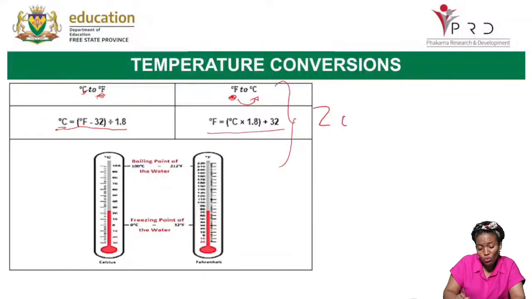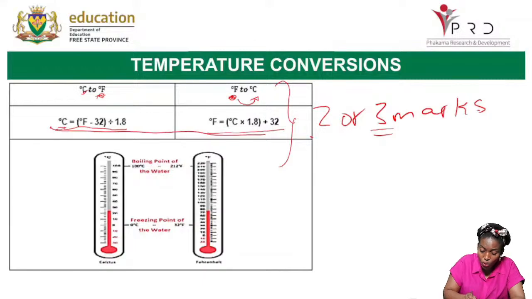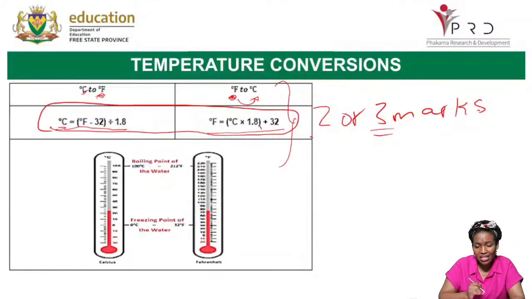It is normally for 2 or 3 marks. If you are just going to calculate, it is 2 marks. If the examiner wants you to round off the answer, then that would make the question 3 marks. But this is a very easy question. All of you are supposed to get this correct in the exam, because you just substitute the values and then punch them as they are on your calculator. Where you see the bracket, you insert the brackets. Then you'll get a 100% accurate answer. So that is the conversion of temperature.